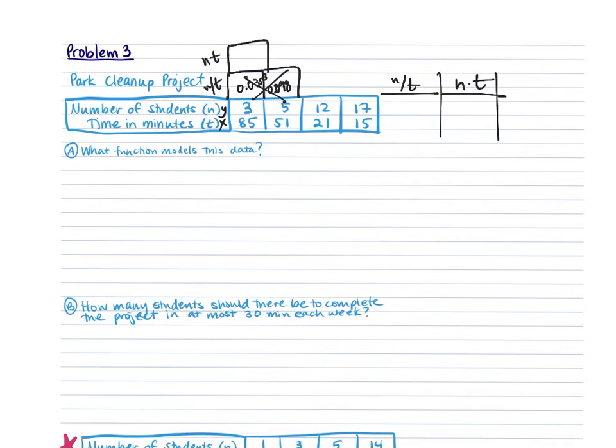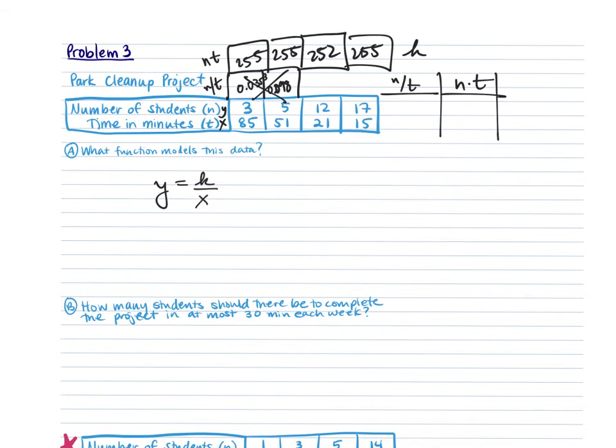3 times 85, this is 255. 51 times 5, also 255. 21 times 12, 252. 15 times 17 equals 255. Okay, so I probably wrote one of those wrong, but we're going to call k 255. So y equals, and this is k divided by x, right? Because this is going to be inverse. It's inverse variation, right? And so my k is 255, so y equals 255 divided by x.